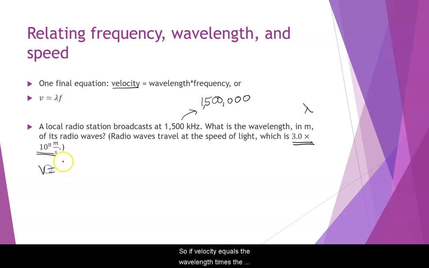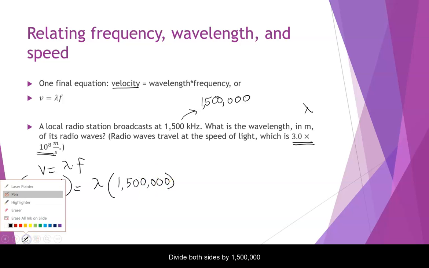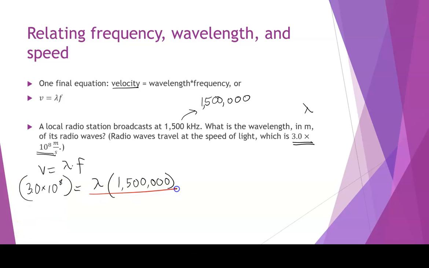So if velocity equals the wavelength times the frequency, we have 3.0 times 10 to the 8th power equals the wavelength, lambda, times 1,500,000. Divide both sides by 1,500,000, and my calculator says that becomes 200 equals lambda.